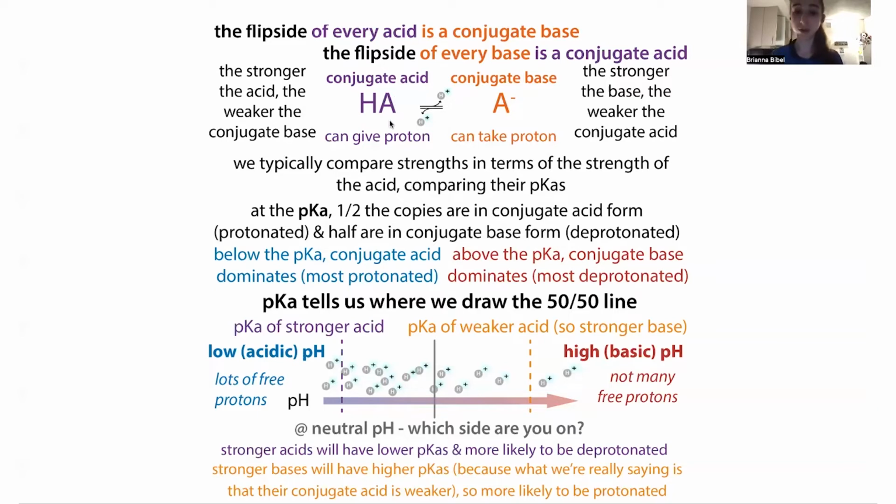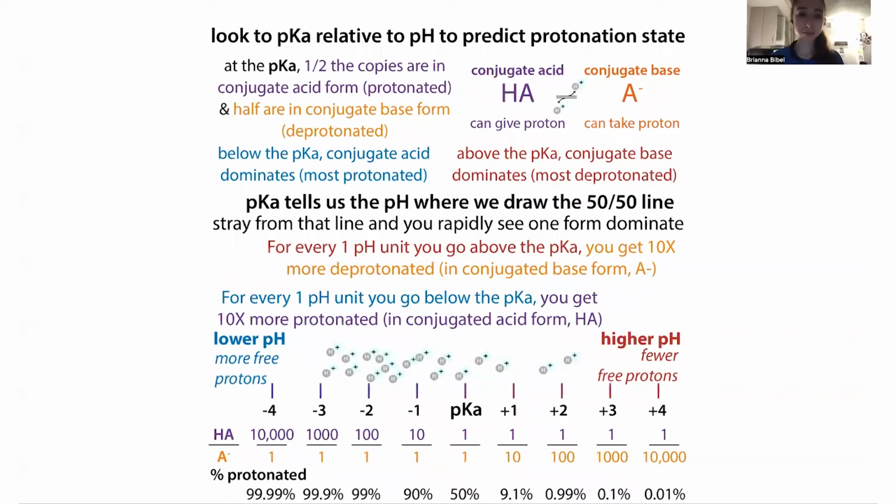Determining the pKa of the compound is about which state it is happier in, and the happier it is in one state, the harder it's going to be to make it change. So the more different the pH is going to have to get. And we can actually look to the pKa relative to the pH to predict the protonation state.